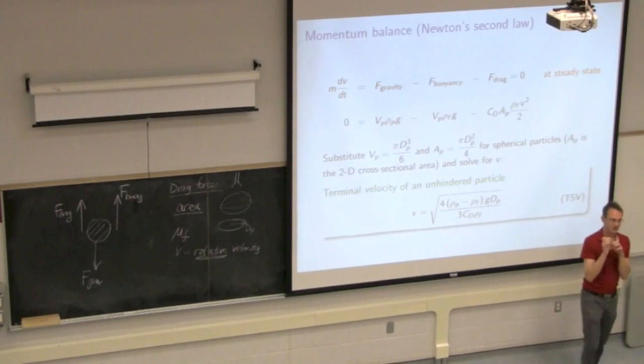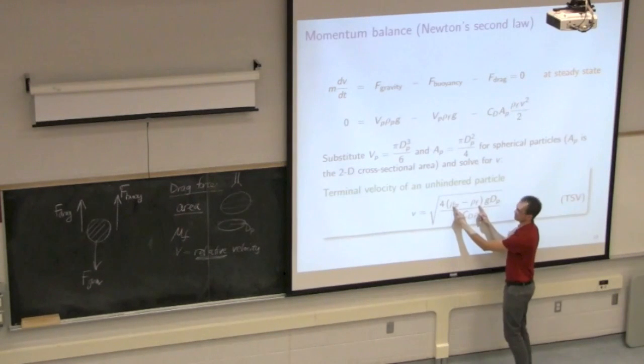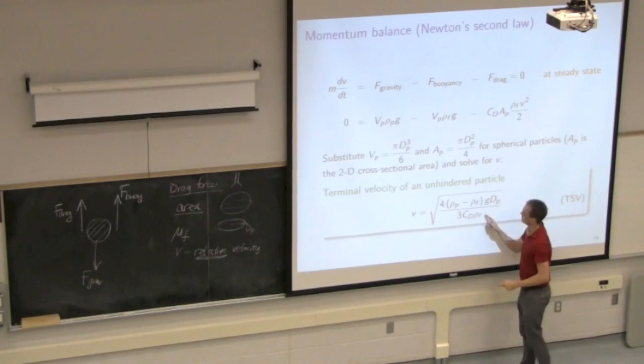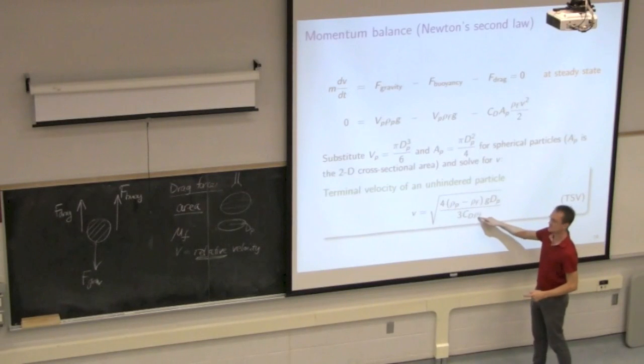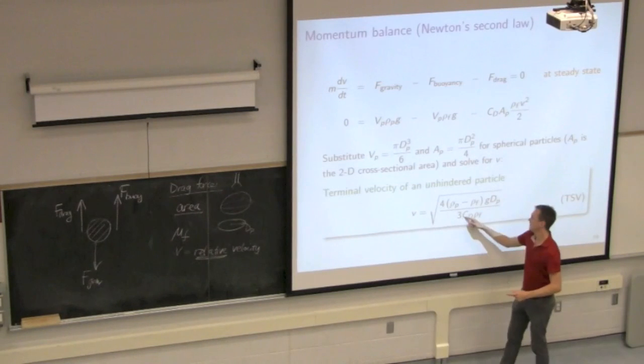Larger density difference: if the density between my fluid and my particle is greater, so think of sand in water versus sand in air. Sand in air just settles right down instantly, but sand in water is going to go a little slower. So that density difference is actually what's important here. Density of the fluid: more dense fluid, slower velocity. Okay? And then my drag coefficient.